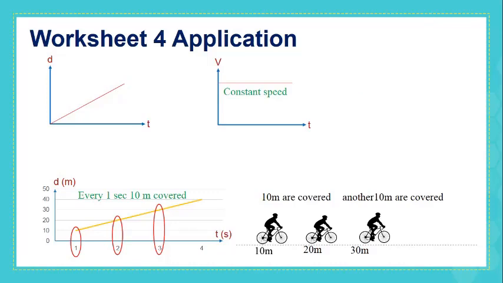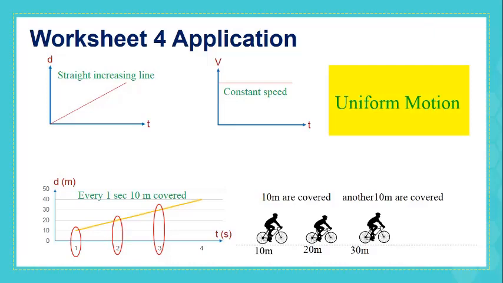Thus, the motion of the cyclist is uniform motion. So, when the shape of the graph, distance versus time, is straight increasing line, this indicates that the type of motion is uniform motion.